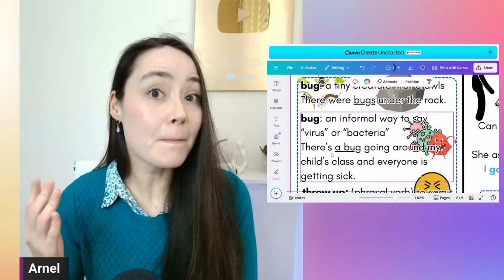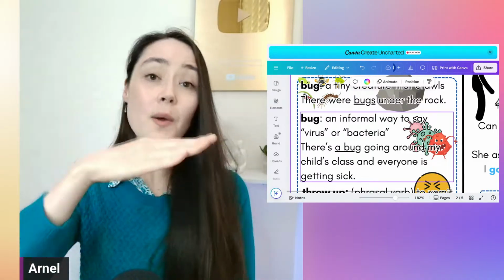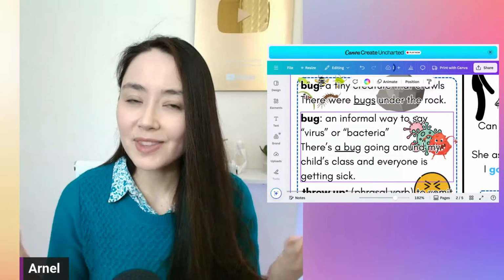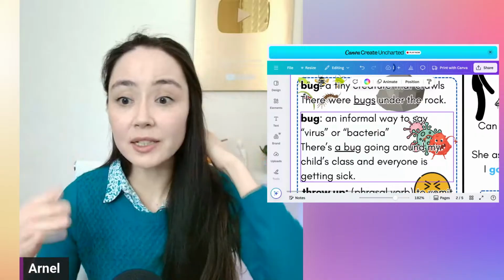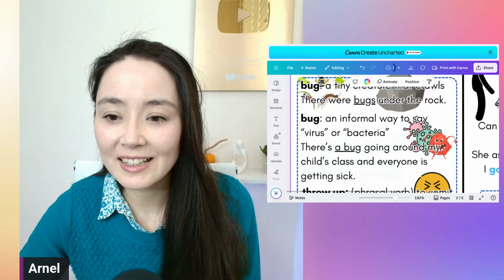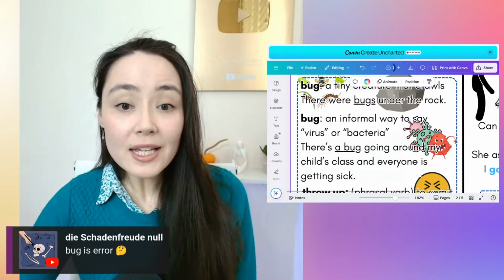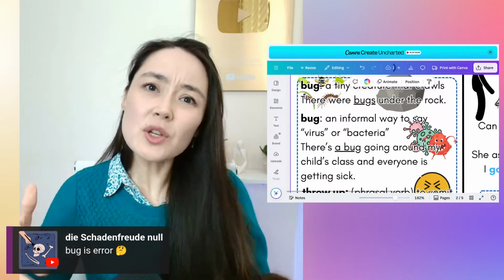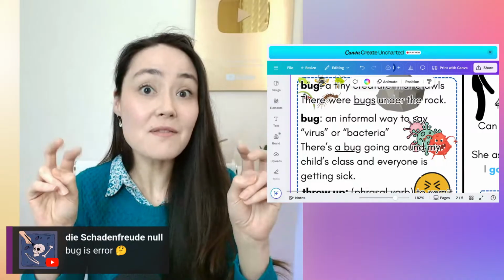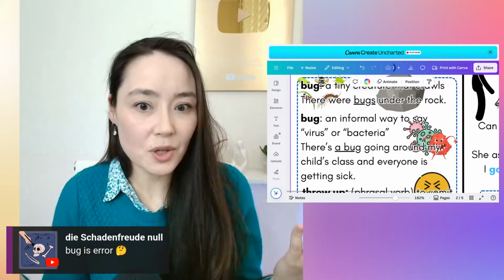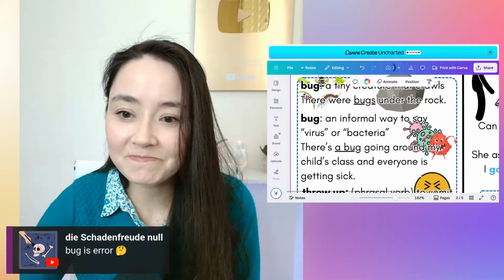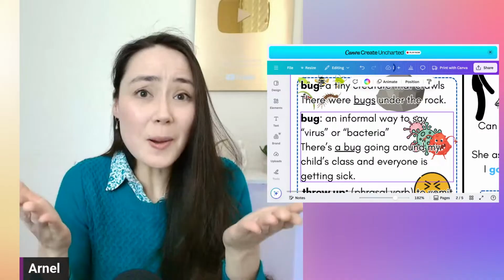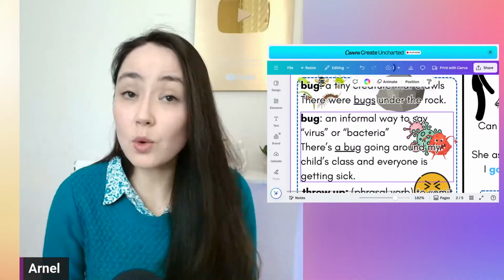Example, there's a bug, meaning a virus, going around my child's class and everyone is getting sick. There's a virus, maybe even some bacteria. Bug is also error. It's not necessarily an error, but you can also have a computer bug, a computer virus, and something won't work. So there can definitely be a problem. Okay. So I could ask, when was the last time you got a bug? When was the last time you were sick?